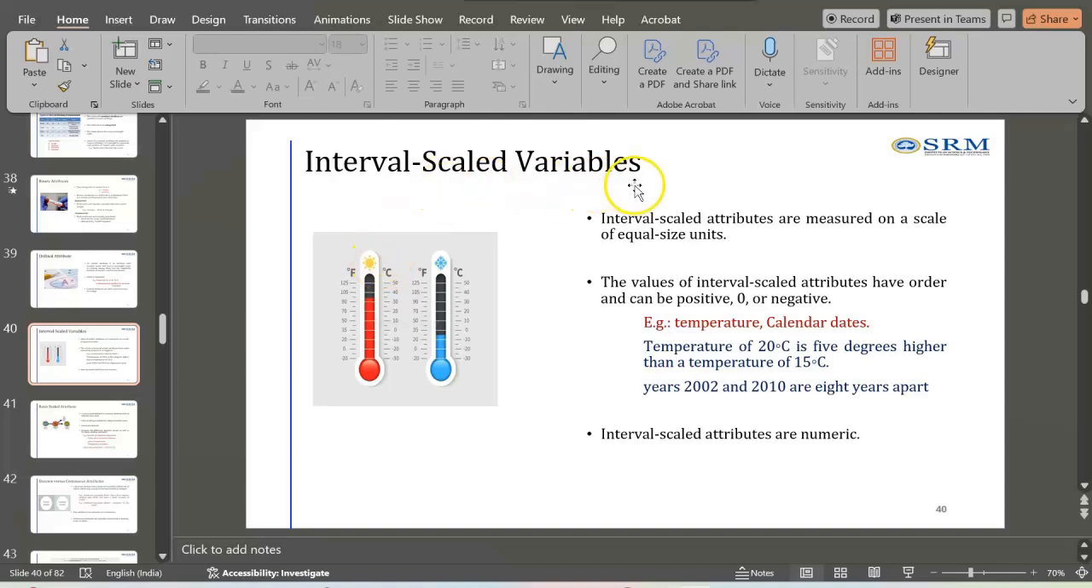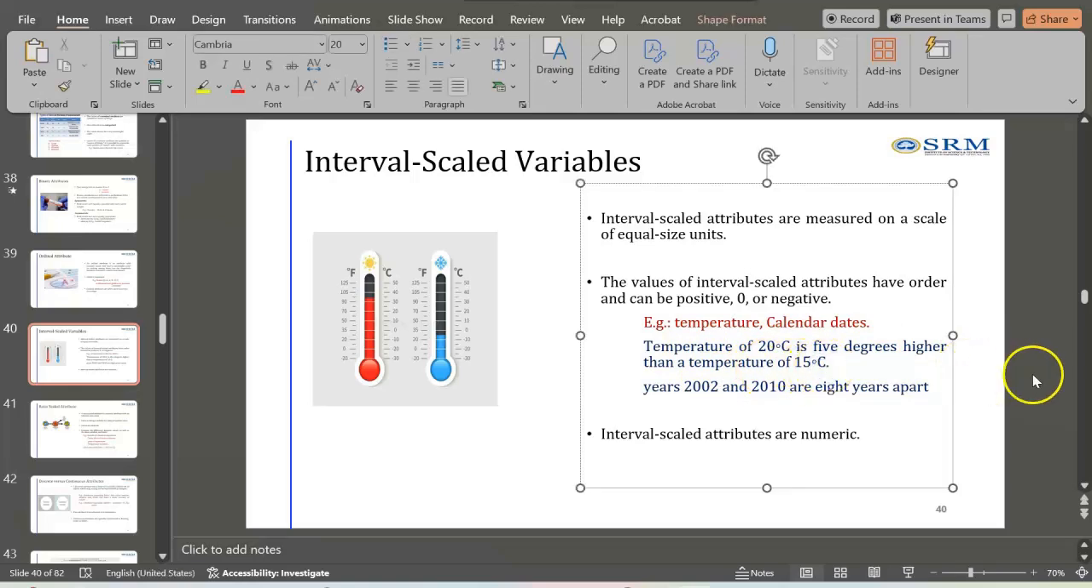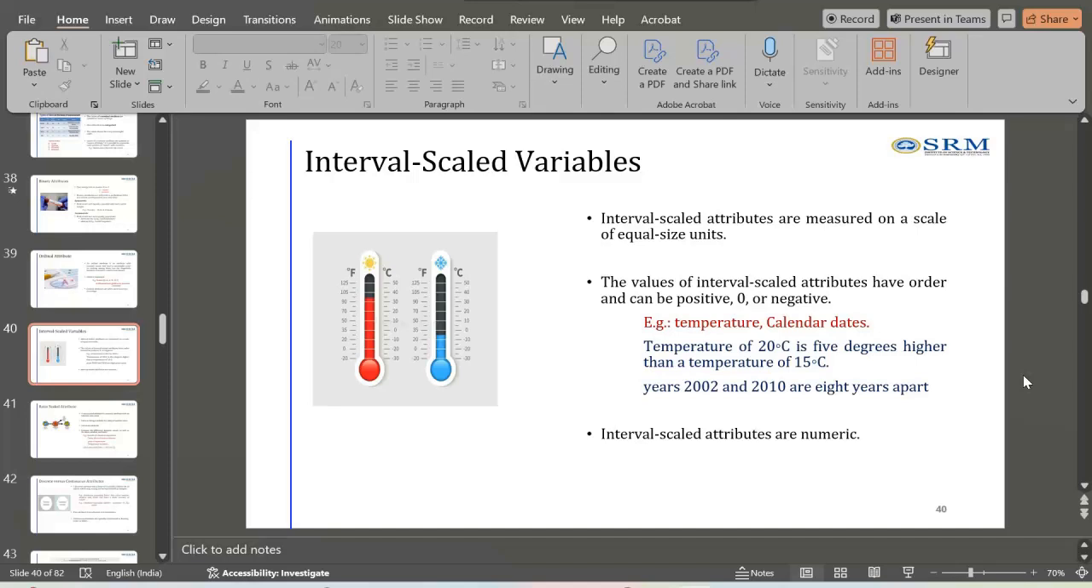The next attribute is interval scaled variables. Interval scaled variables are measured on a scale of equal sized units. These scales always have an order, and values can be positive, 0 or negative. For example, temperature or calendar dates are interval scaled attributes. When there is a proper interval between one variable and another, we call it an interval scaled attribute. Suppose a temperature of 20 degrees Celsius is 5 degrees higher than 15 degrees Celsius. Likewise, if there is a proper interval between variables, you call them interval scaled variables, and these will be numeric.